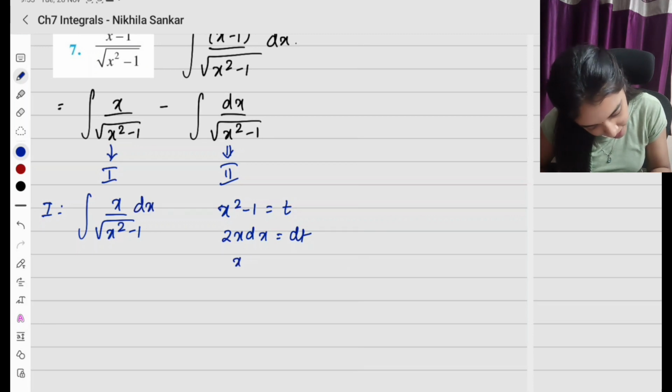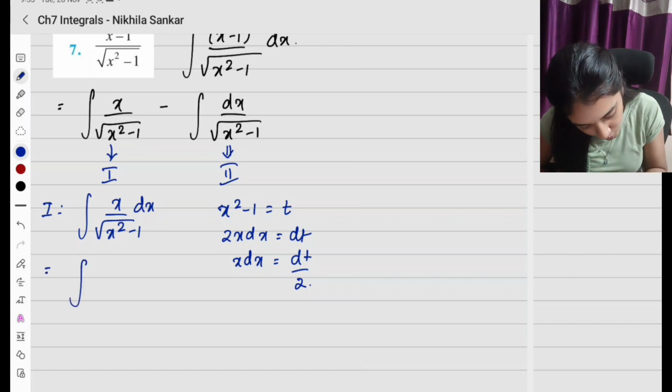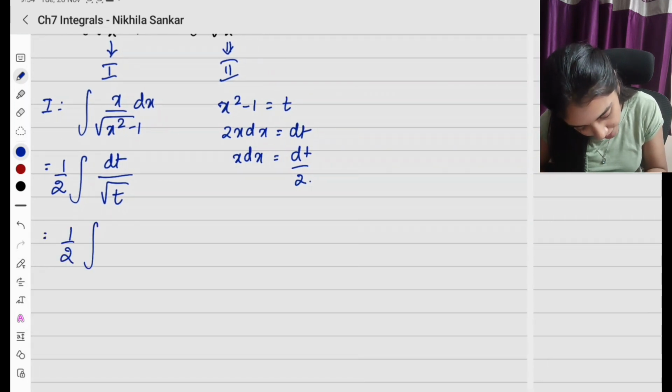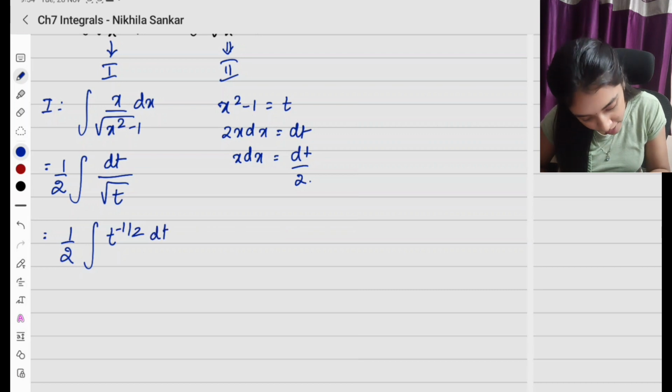இங்க ஒரு dx இருக்கு. So x dx is going to be dt divided by 2. Okay. So இது substitute பண்ணா என்ன ஆகும்? I have integral of x dx is going to be dt by 2. இந்த இடத்துல ஒரு 1 by 2 divided by square root of t. So this, when I simplify, I have 1 by 2 integration t to the power minus half. When it comes to the numerator, it becomes minus half times dt.